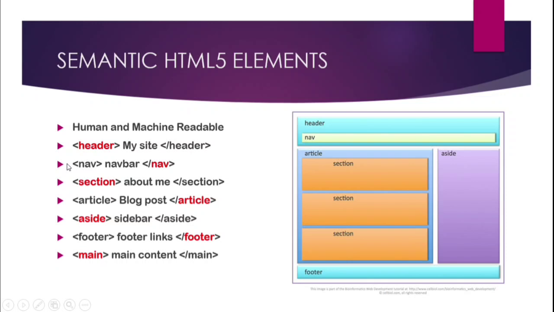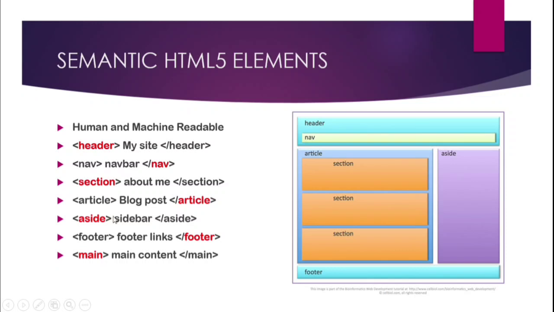Then we have the nav. Nav is nothing but the nav bar that we have at the top. Then we have the section. In the website we have each and every section, right? The about me section, then we have my education section, then we have my work section. So that is done by using the section tag.